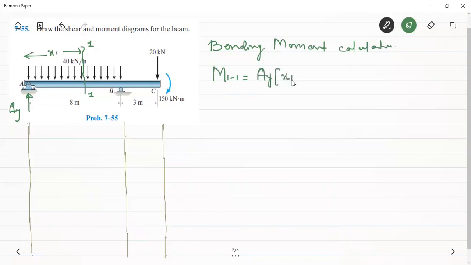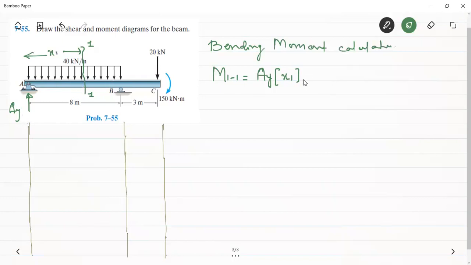At section 1-1, at a distance of x1 from load A_y, this moment will be positive. Now about this UDL: it has a magnitude of 40 into x1, because we are taking only this portion of the beam, which has a span of x1. And this UDL will create a moment about 1-1 in the anti-clockwise direction.